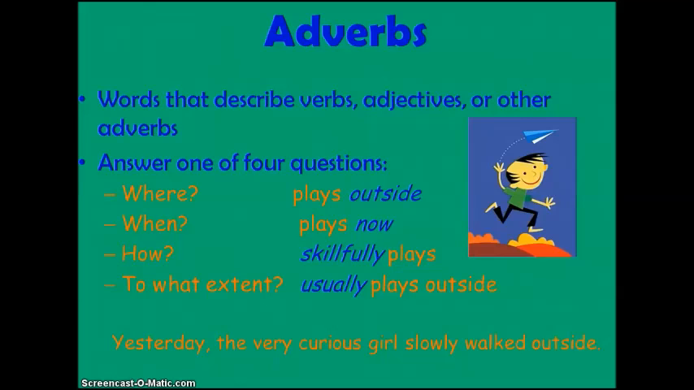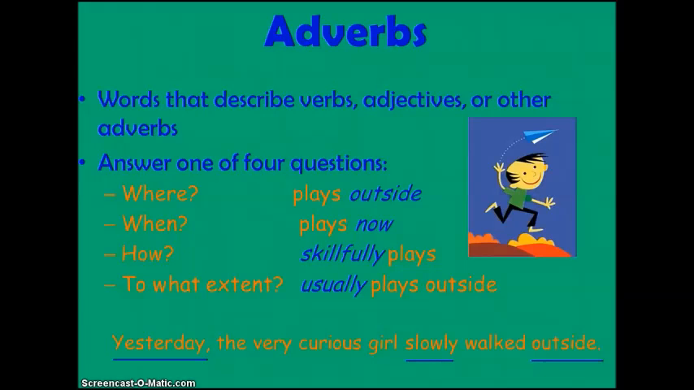Yesterday, the very curious girl slowly walked outside. That one sentence contains 4 adverbs that help to answer each of those 4 questions. So let's think, which adverb helps to answer the question of where? Outside. Where did she walk? Outside. How about when? Yesterday. She walked yesterday. How about how she walked? She slowly walked.